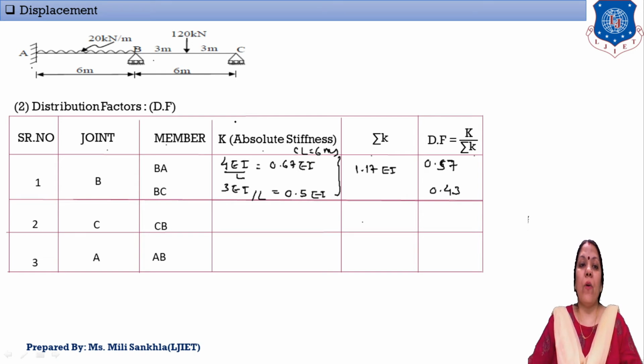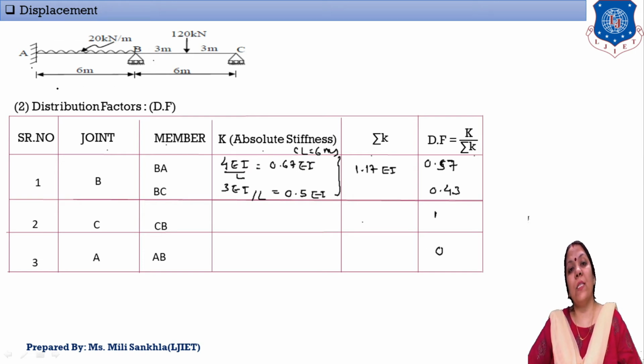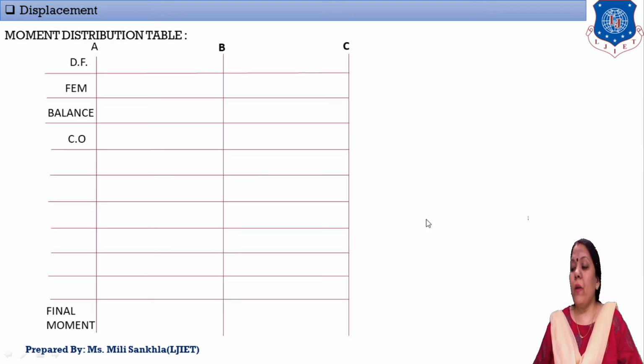Now at joint C, our support is a hinge, so at point C our DF is equal to 1, and at point A our support is fixed, so our DF is equal to 0. If our support is fixed, then the distribution factor we take is 0, and if our support is hinge, then the distribution factor we take is 1. Now next we make a table.